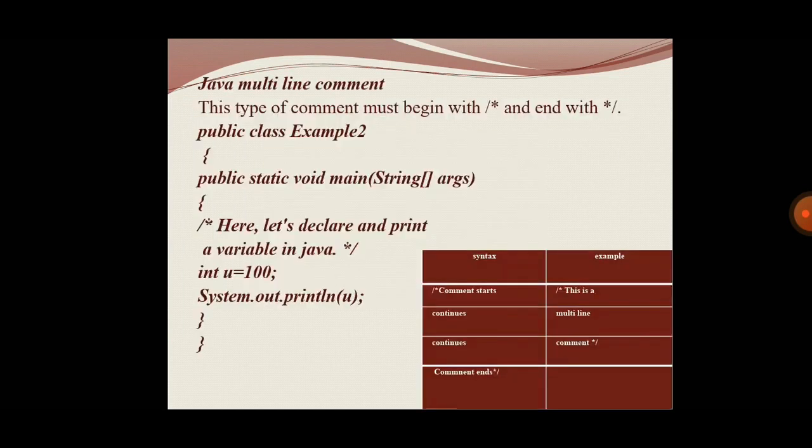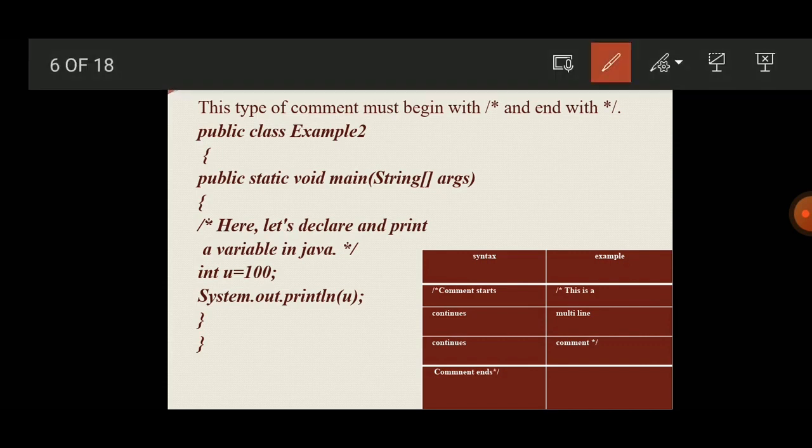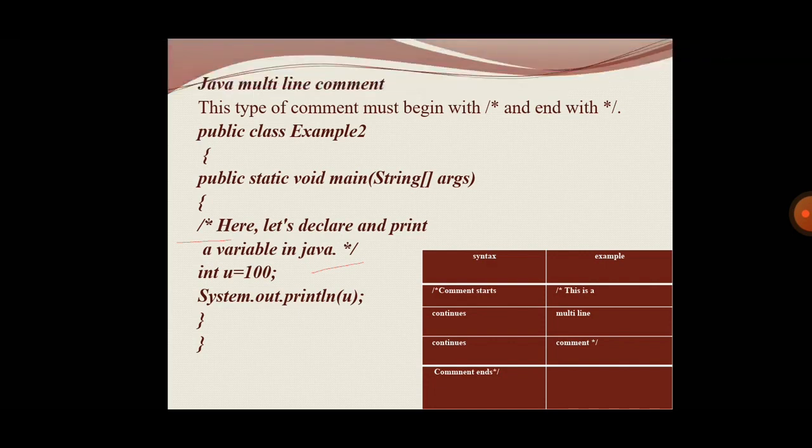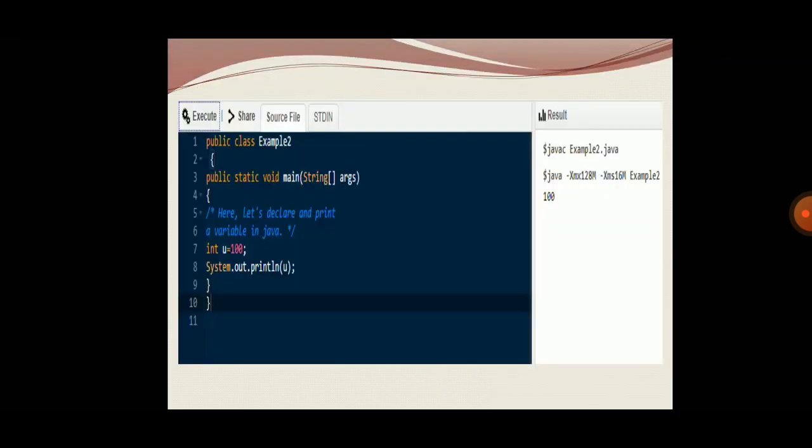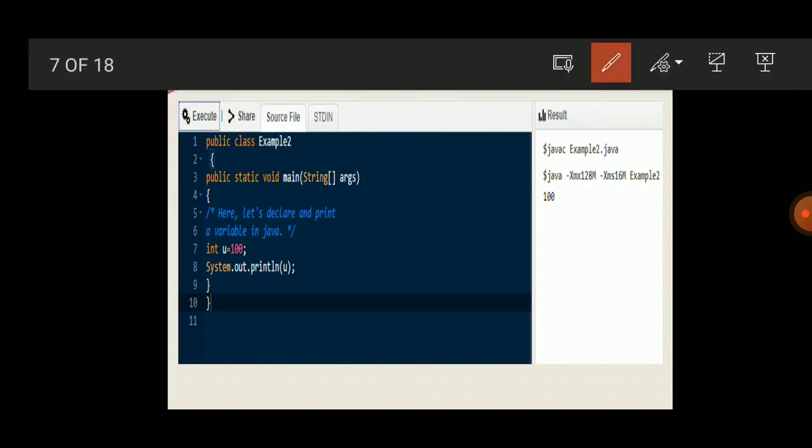Next is the multi-line comment. So in a multi-line comment, the statement begins with slash star and ends with star slash. So in this program, see here, the comment starts here and ends here. So these statements are not executed since it starts with slash star and ends with star slash. If the program is executed, then here also see the statements are in this color. So these statements will not be executed. It acts as a multi-line comment.